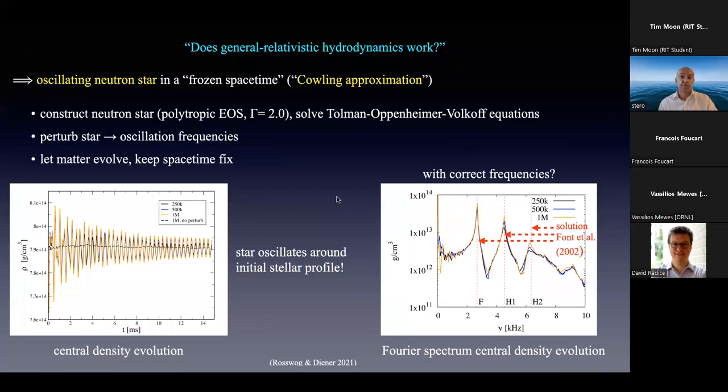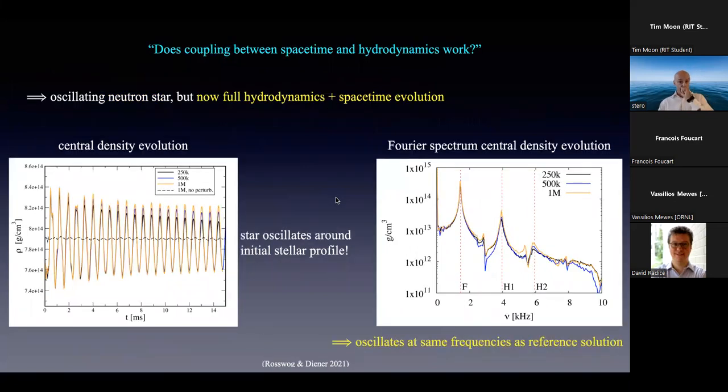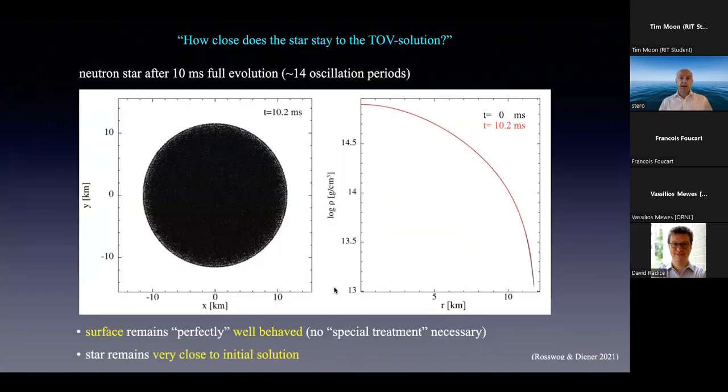And here we find very, very good agreement of the frequencies, really of the order of a percent or better in these frequencies. Now you can do the next step, which is making it a bit more complicated to see just whether the coupling between the space-time and the hydrodynamics works. And now you can do the same thing, but you also evolve the space-time. Again, set your star into oscillation, measure the frequencies that you find, and again, they agree very, very nicely with what has been found with Eulerian methods before. Now, this is very encouraging.